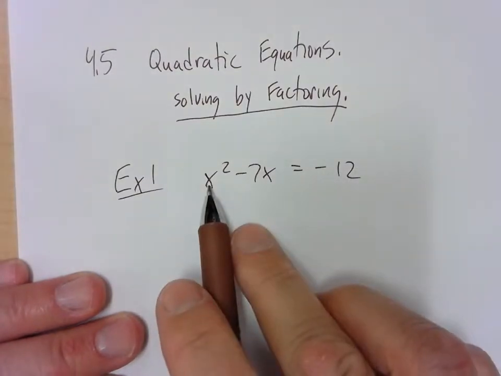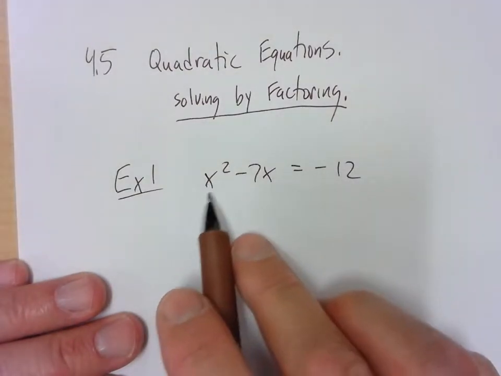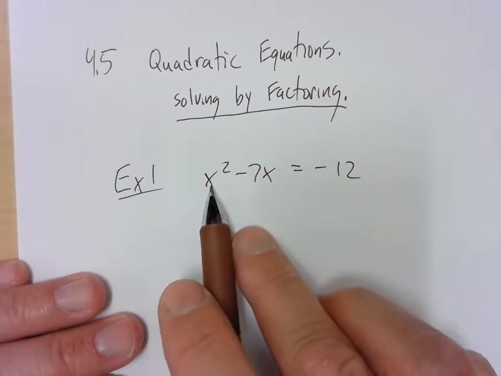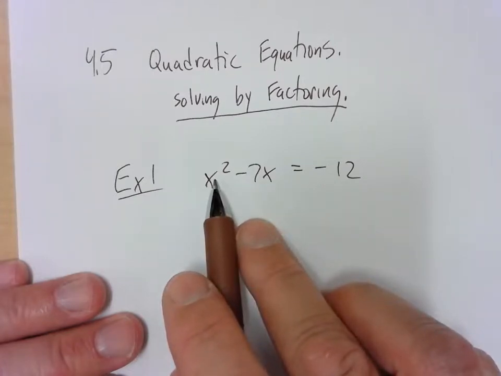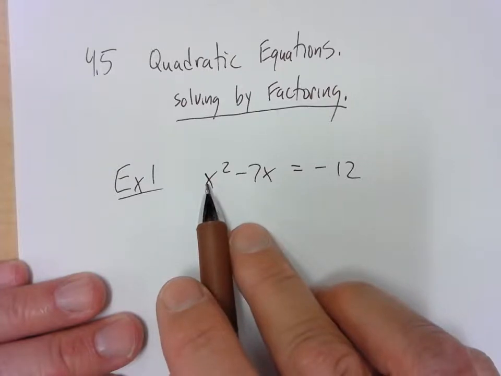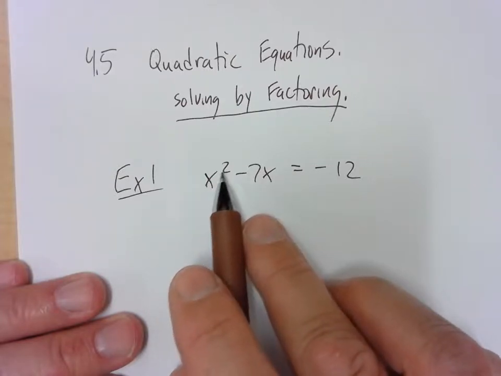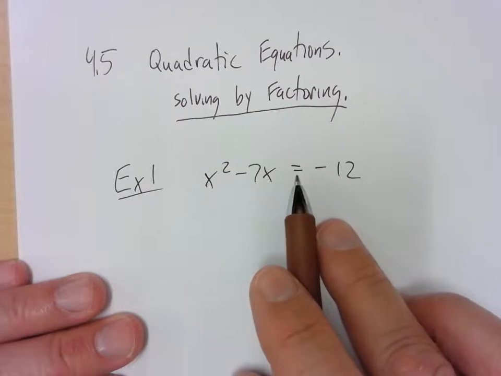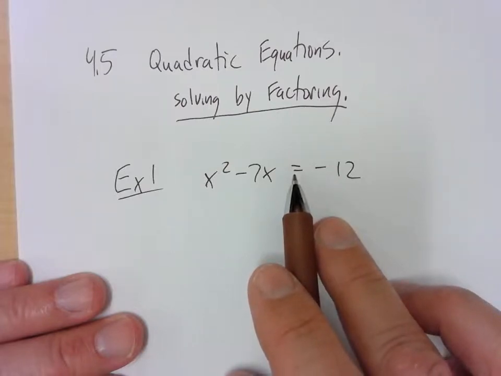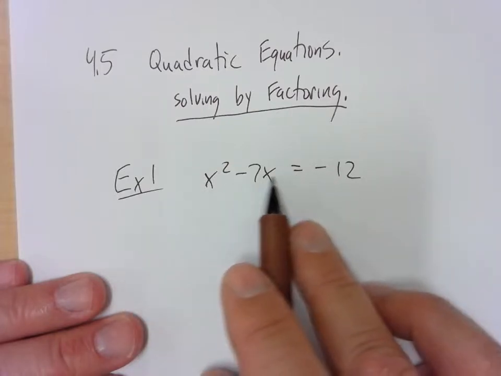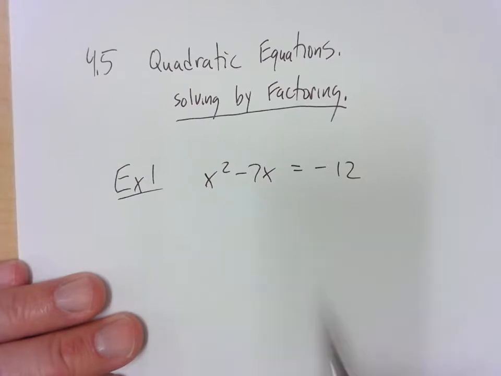We know this is a quadratic because of the x squared. You have to have the x squared to be a quadratic. And that has to be the highest power to be a quadratic. And the equal sign makes it an equation, because something is equal to something. So it is an equation.